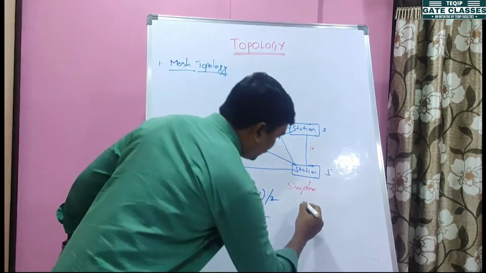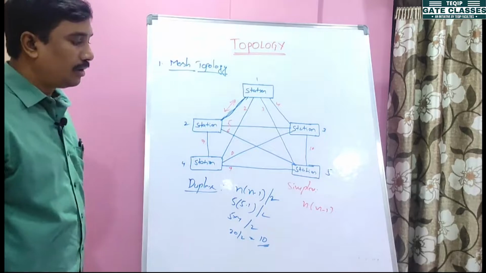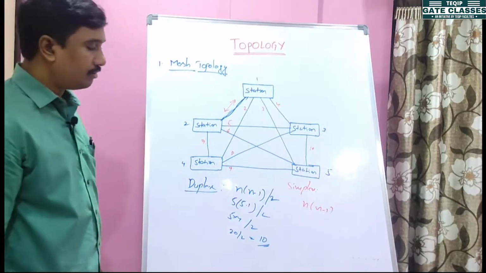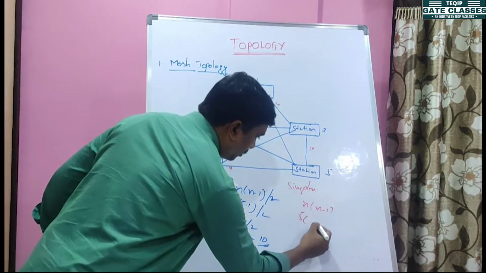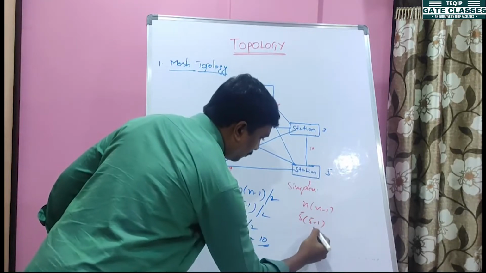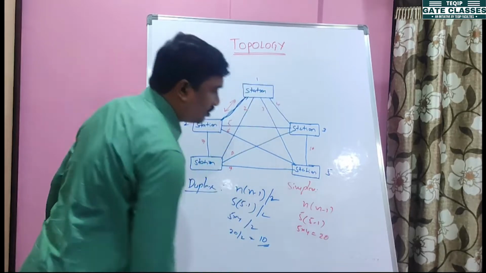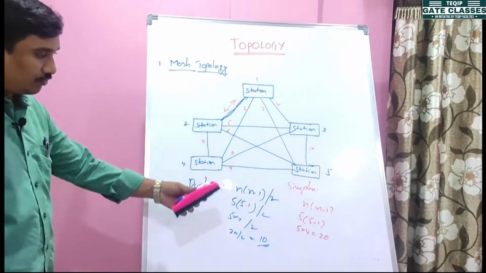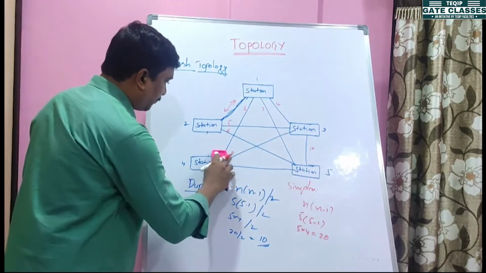Suppose you are using simplex mode, the formula is n into n minus 1 only. We know that n is 5, 5 minus 1 is 4, 5 into 4 equal to 20 cables are required. How are 20 cables required? Let us wait, I will show you.